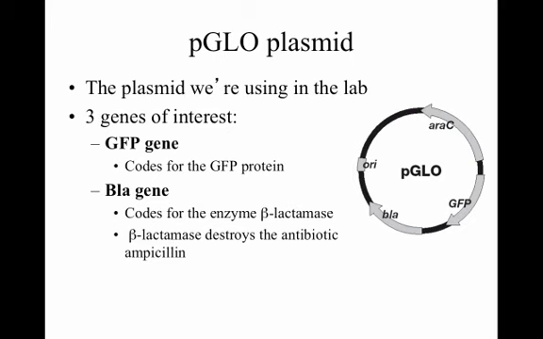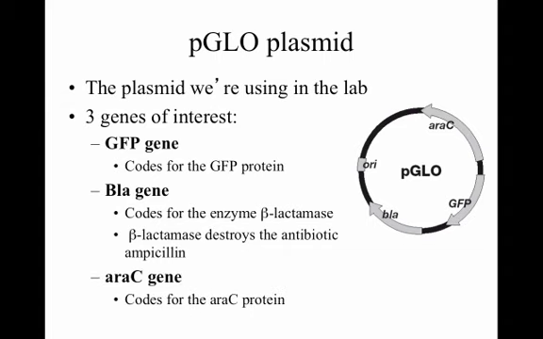Secondly, we have the BLA gene. The BLA gene codes for an enzyme called beta-lactamase. And what beta-lactamase does is it actually destroys the antibiotic ampicillin. Normally, antibiotics are supposed to kill bacteria. So if a bacteria has this plasmid, they actually have essentially an antidote to the poison. They have a way of protecting themselves against the specific antibiotic ampicillin.